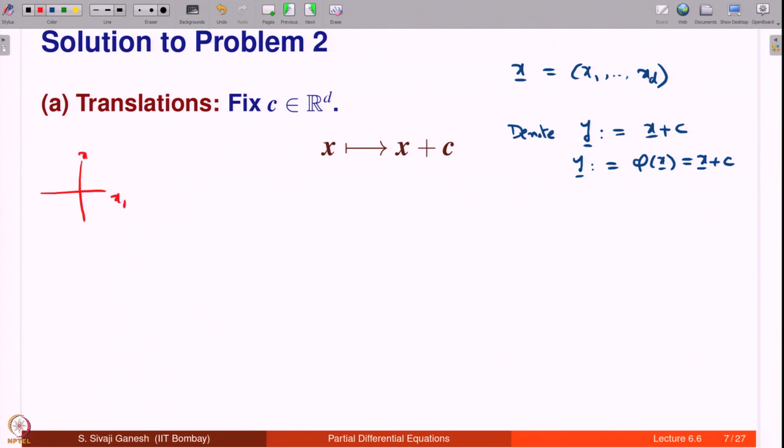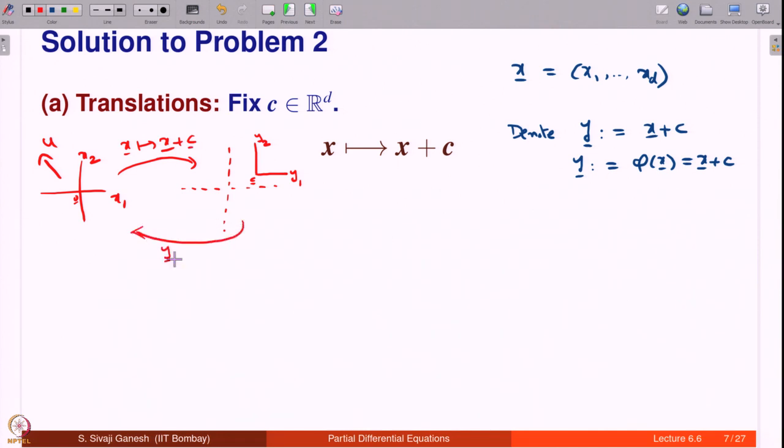So x1, x2, and you have a function u of x1, x2, and here you have this is y1, y2, this is a point C in this coordinate system. So it has moved to C, the origin has moved to C, and the mapping which connects this is x going to x plus C, and the inverse mapping is y going to y minus C.